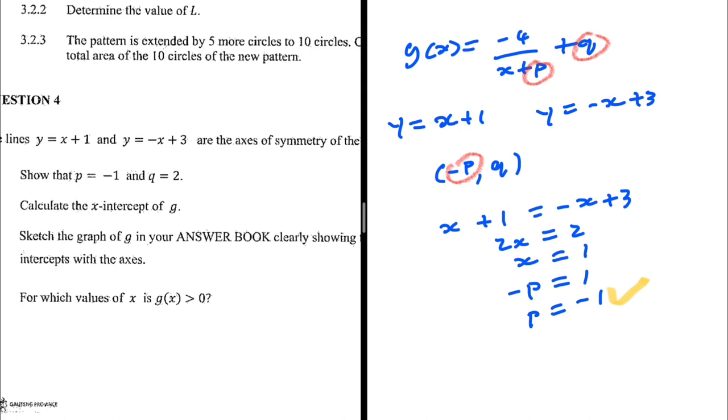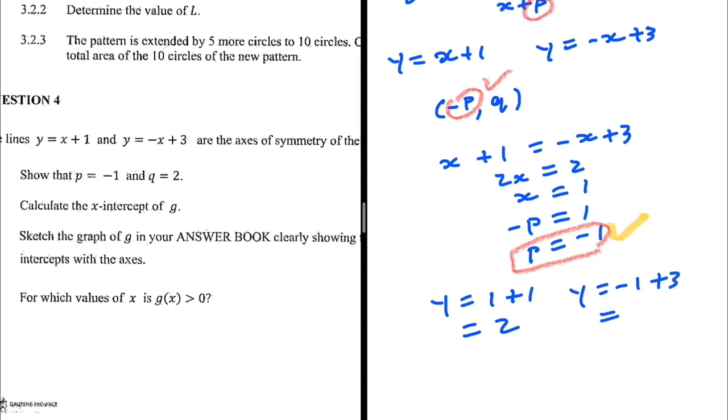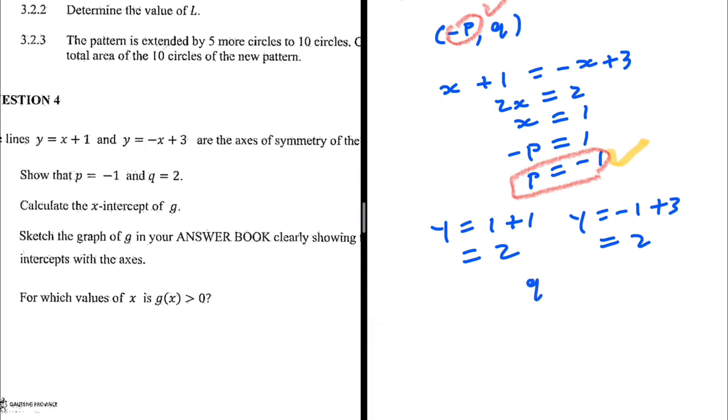And then the value of q, we can just substitute into one of the axes of symmetry. If we substitute into x plus 1, we have 1 plus 1, which is equal to 2. And then on the other equation, we get the same thing. We get minus, minus p, so we're going to get minus 1 plus 3, and this is equal to 2. So there we go. The value of p is minus 1, and the value of q is 2.